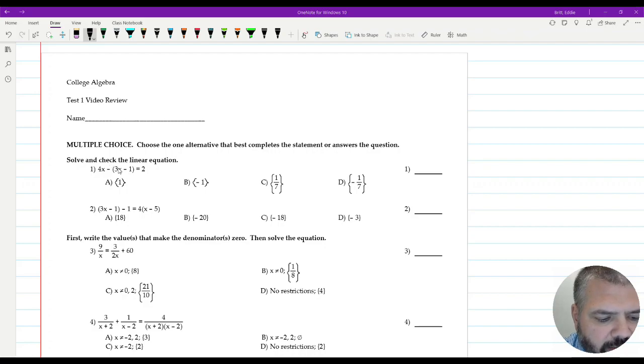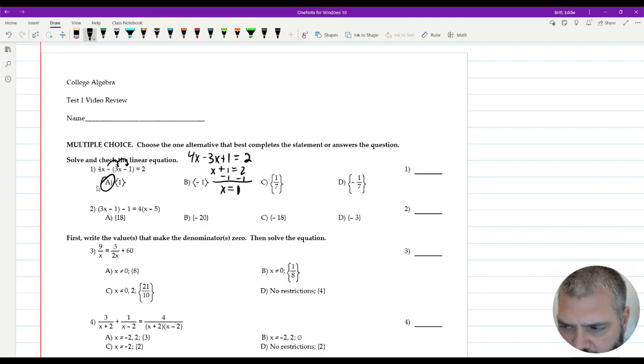Alright, so there's a negative in front of this parentheses here, so make sure you distribute a -1 or change the signs of both of the terms inside the parentheses. So that would give you 4x minus 3x plus 1 equals 2. And so that's 1, when you put the x's together, that's 1x plus 1 equals 2. Subtract 1 from both sides and you get x equals 1. So the answer here is A.